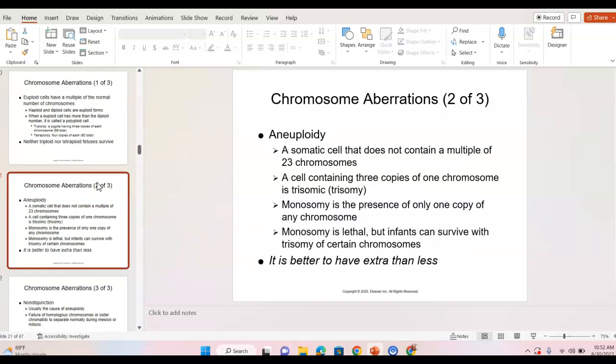So aneuploidy is a cell that doesn't have that normal 23 pairs of chromosomes, okay? So a cell containing three copies of one chromosome, trisomy, that probably sounds familiar. Monosomy is the presence of only one. We're going to go through some genetic changes that cause that. Monosomy is lethal, but infants can survive with trisomy of certain chromosomes. I found that a little confusing because there are some chromosome aberrations where they're missing one of them. We'll look at that in the future. So what I would suggest to you is to look at each individually, and I'll show you in just a second.